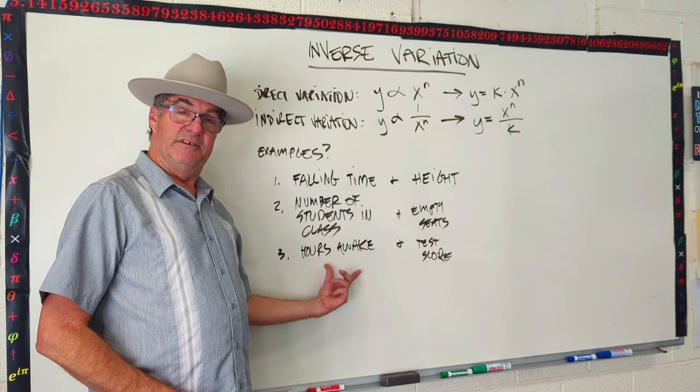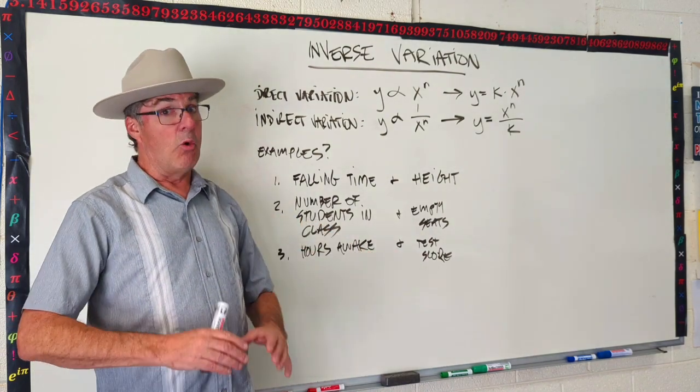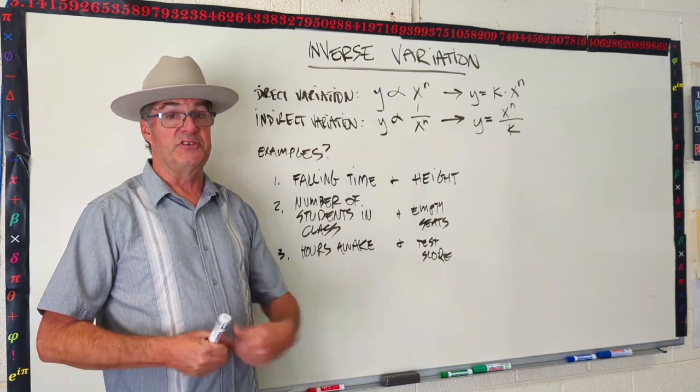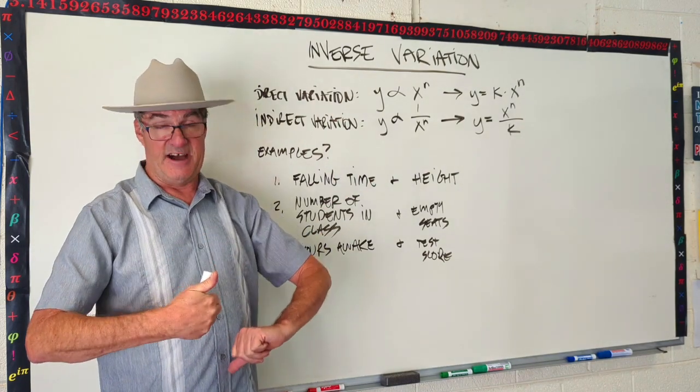And finally, this last one is more of a school application. Hours awake, say for a day, versus test score. In other words, if you are awake for 24 hours, that means you didn't get any sleep, chances are your test score is going to go down. So hours awake goes up, test score goes down.